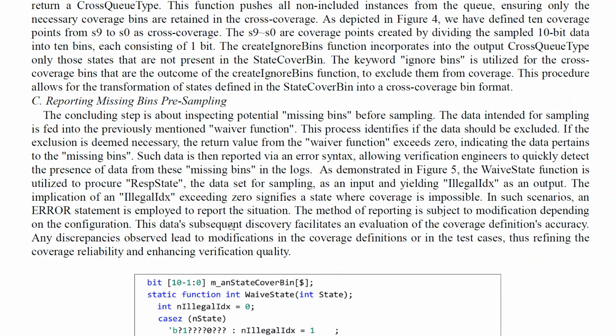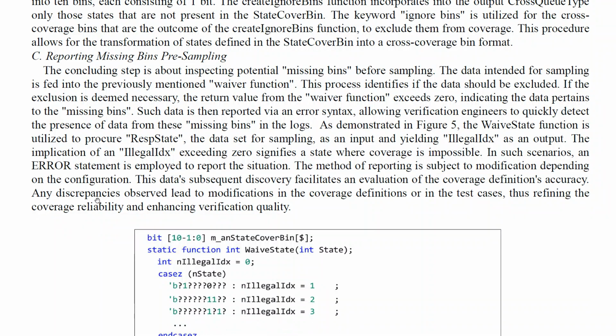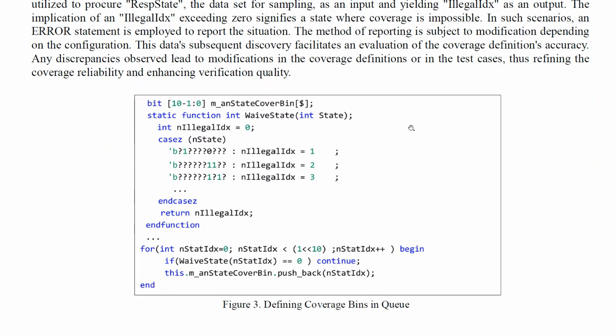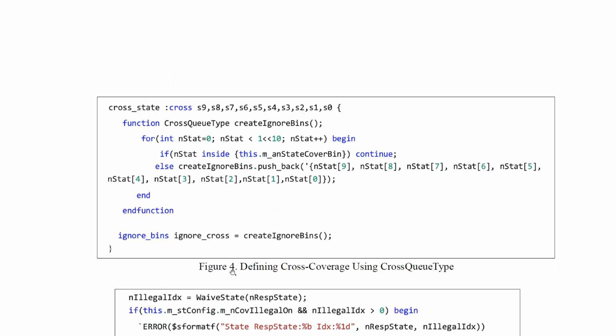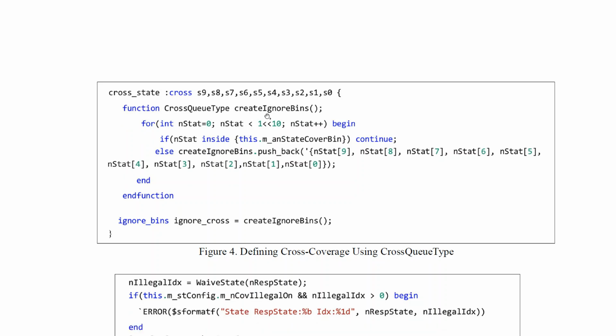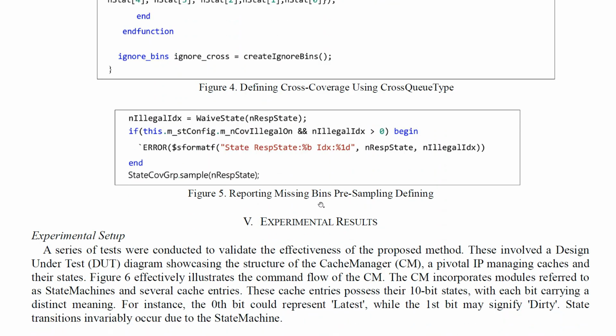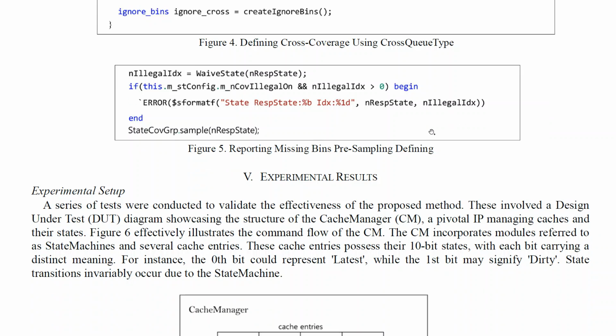This data's subsequent discovery facilitates an evaluation of coverage definition accuracy. Any discrepancies observed lead to modification in the coverage definition or in the test cases, thus refining the coverage reliability and enhancing verification quality. Figure 3 is defining coverage bins in queue. Figure 4 is defining cross coverage using cross Q type. Figure 5 is reporting missing bins pre-sampling.